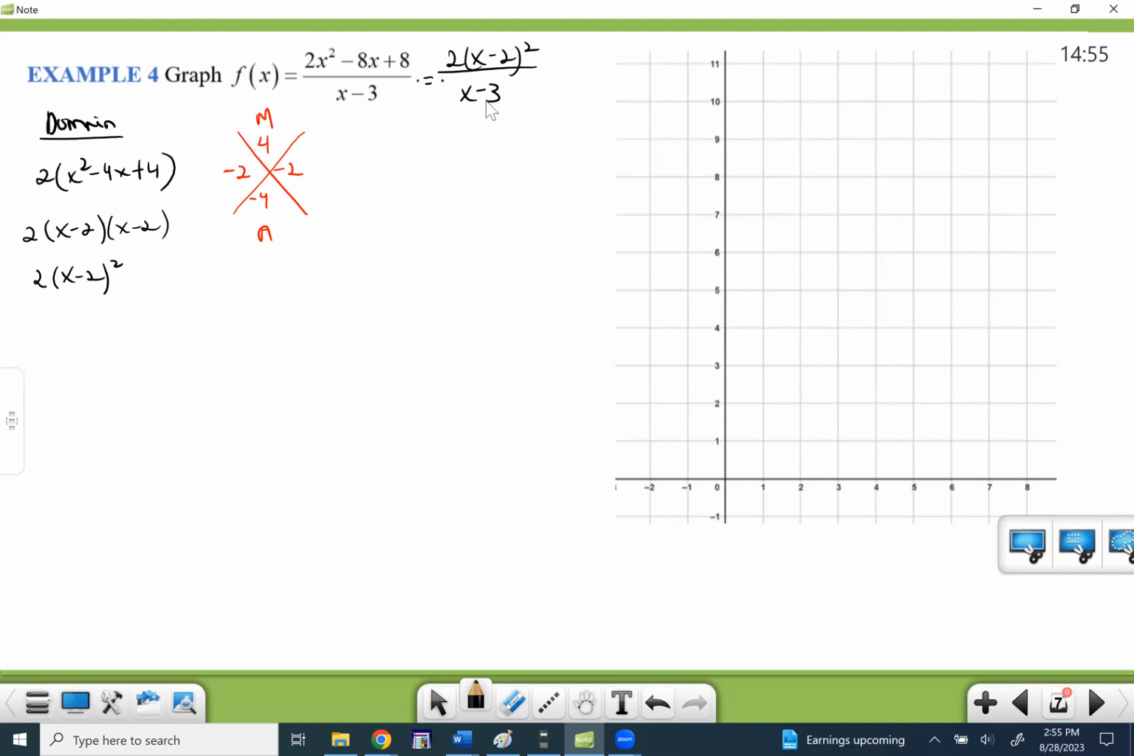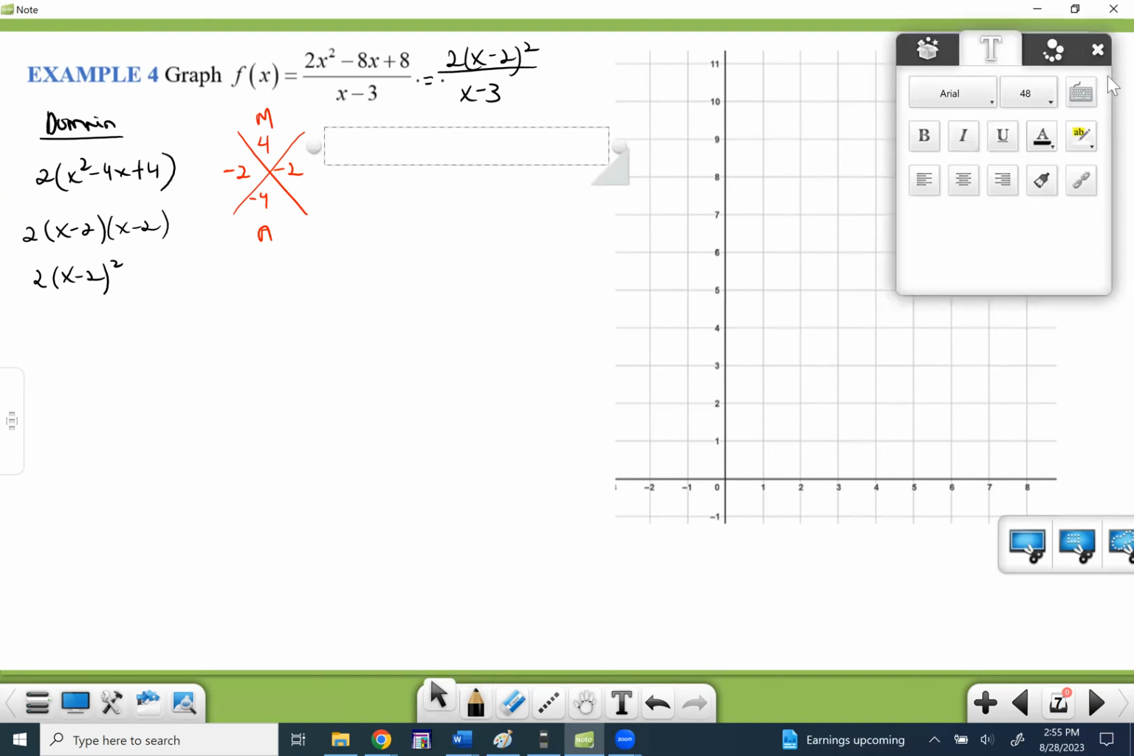There we go. Okay. So nothing cancels. So that means that we have no holes. That means that when we set that denominator equal to 0, okay, so when we set x minus 3 equal to 0, that what we found is a vertical asymptote.